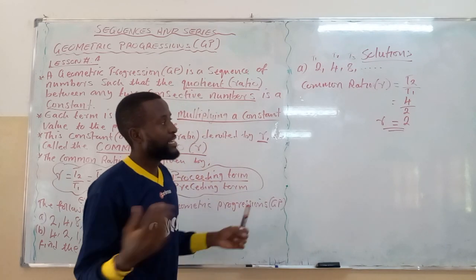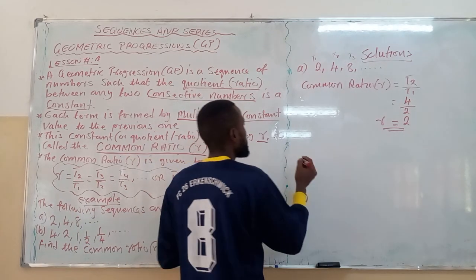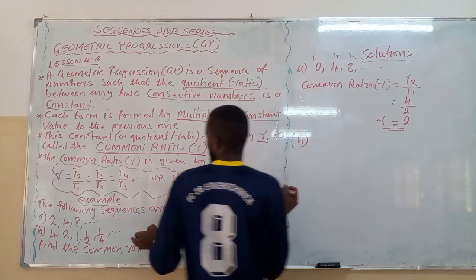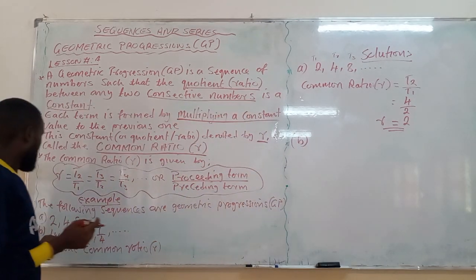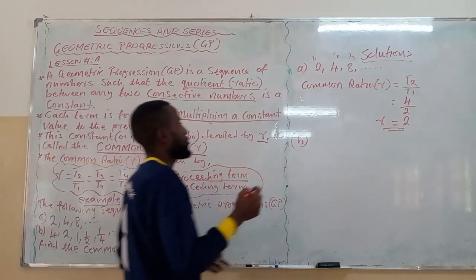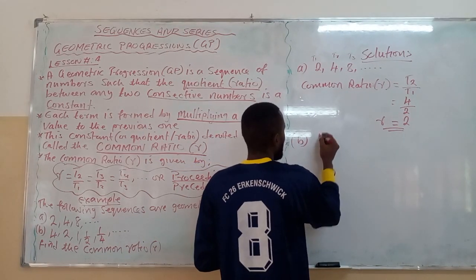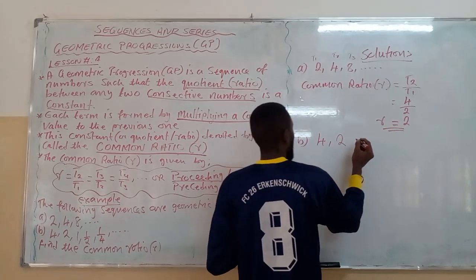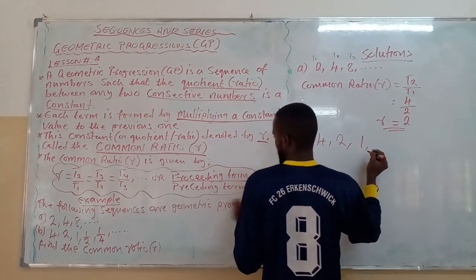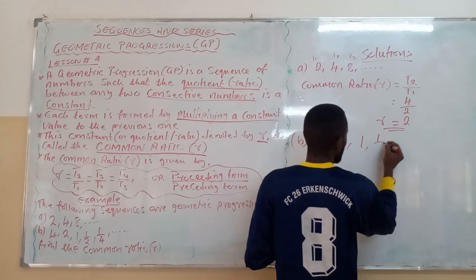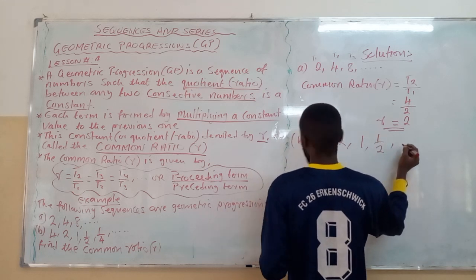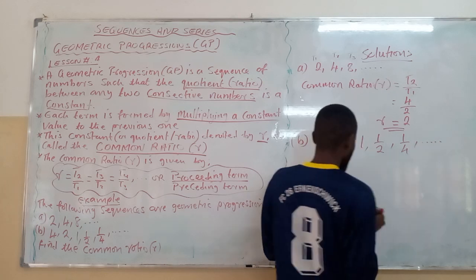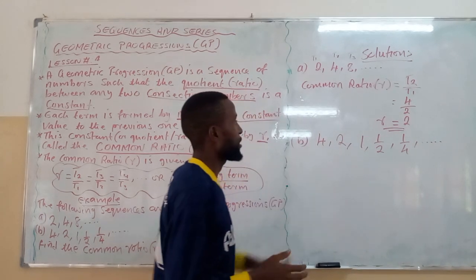So once you do that, it means that you are done with that one. Now let's move on to B. What is my B? So B says that we need to find the common ratio for this one. So we have 4, 2, 1 over 2 and 1 over 4, and it goes like that. So we need to find the common ratio for this sequence.